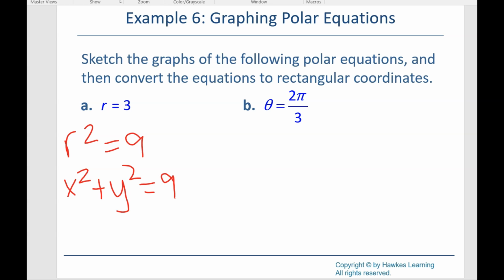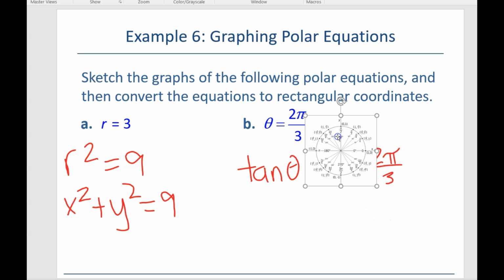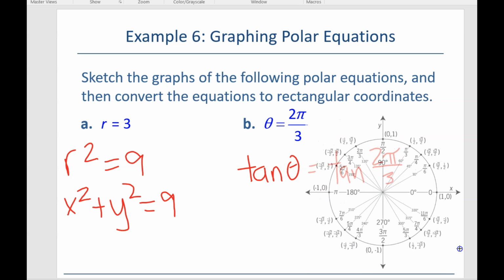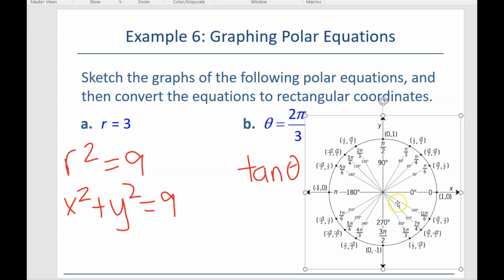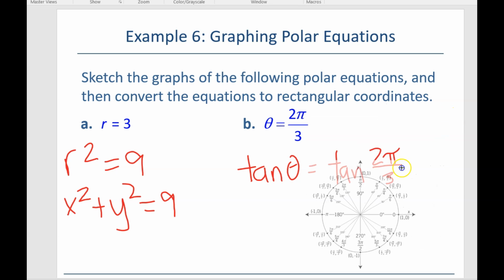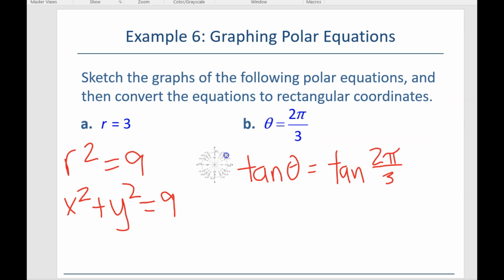And then b, if I just have theta equals, not just r, but theta equals 2 pi over 3, what do I do here? Well, I can write that as tangent of theta equals the tangent of 2 pi over 3. So I'm taking the tangent of both sides. And then again, if you look at your unit circle, here's my unit circle. We're looking at 2 pi over 3. There's 2 pi over 3. The tangent of that is negative square root of 3 over 3. So the negative square root of 3 over 3, I'm going to move that over here, is what that right-hand side becomes.